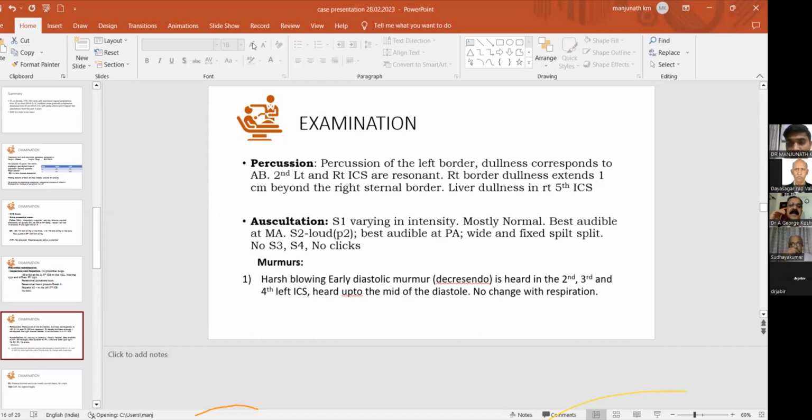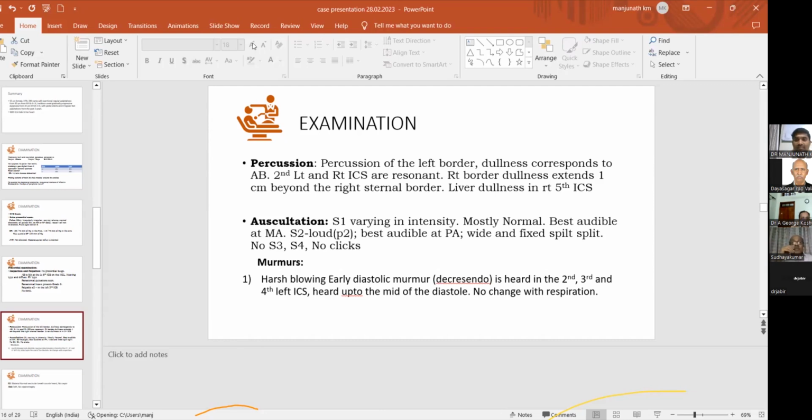Sir, right border dullness extends... Forget about that. Forget about percussion. We are not very much bothered about percussion. Okay, right border, I agree. It is easy. Is the body mass index 30? Yes, sir, it's an obese patient. Even in a thin individual, I find it extremely difficult. So just to get away from that trouble, that's the best thing. Rather than trying to say that you percussed and found that, you say that the right border, left border, the second space, I am not sure, sir. Fine, yeah, I accept it.